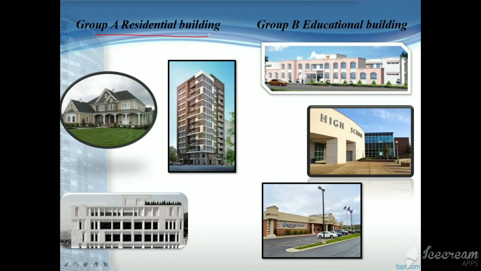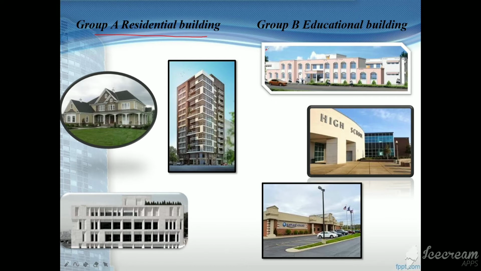So here the first one is residential building. According to NBC, residential buildings are the buildings in which sleeping accommodation is provided without cooking or dining facilities. So this group A residential building is further divided into 5 categories, A1 to A5. This will be discussed in detail in the live session.